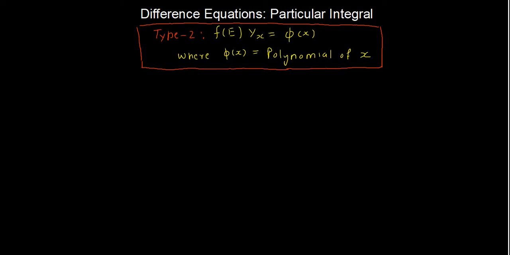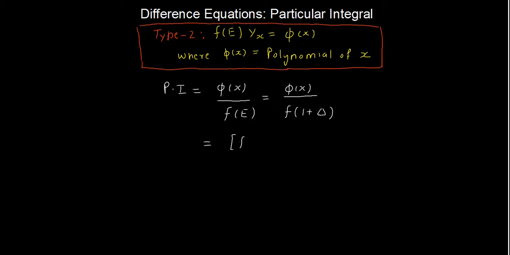So to find a particular integral, we write the particular integral equal to phi(x) upon f(E). Then we replace E by the forward difference operator using the relation between the shift and forward difference operators. So this is phi(x) upon f(1 + delta), because we know the relation between the forward and shift operators: delta = E - 1, then E = 1 + delta. Then we write this as f(1 + delta) inverse phi(x).